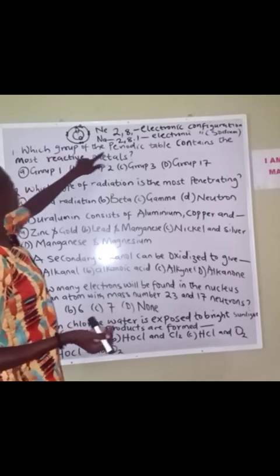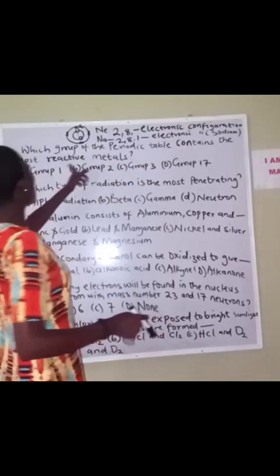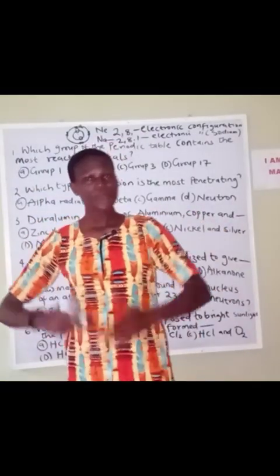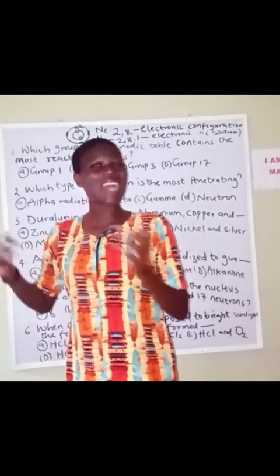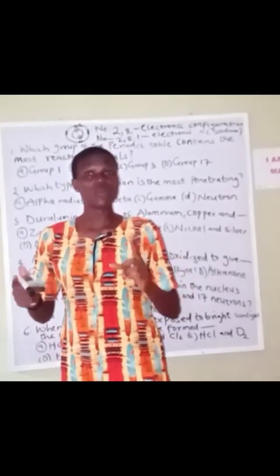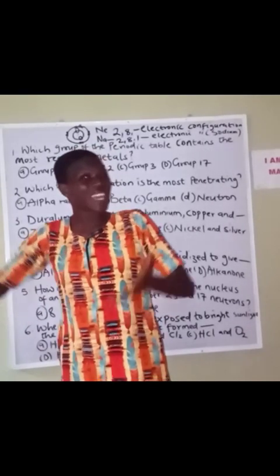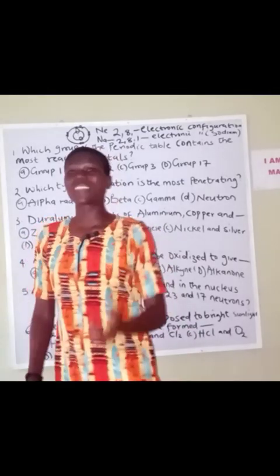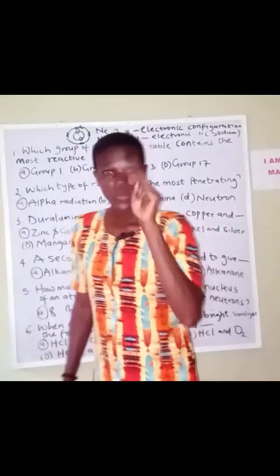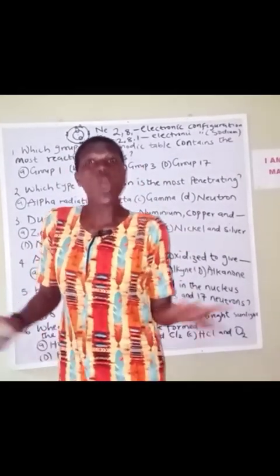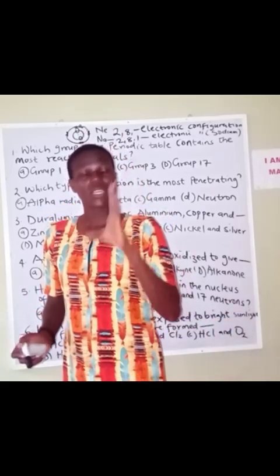So this is what we should understand first. They asked which group of the periodic table contains the most reactive metals. Reactive metals are willing to lose the electrons in their outermost shell, because they have not attained a duplet or an octet state. A duplet means two electrons in the outermost shell, and an octet means eight electrons in the outermost shell.